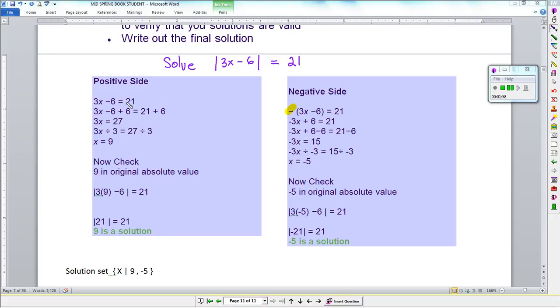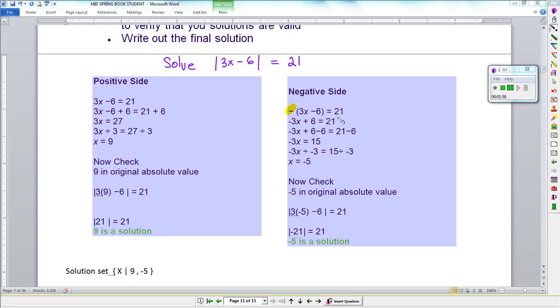Now step 2, we are going to solve each equation. So let's start with the positive equation. We have 3x minus 6 equals 21. The first step we want to do is add 6 to the left and to the right side, because we want to move the negative 6 from left to right, or we want to isolate the x. So now we have 3x equals 27. Now we'll divide both sides by 3 to get x by itself. On the left side, 3x divided by 3 gives us x. On the right side, 27 divided by 3 gives 9. So now we have x equals 9.